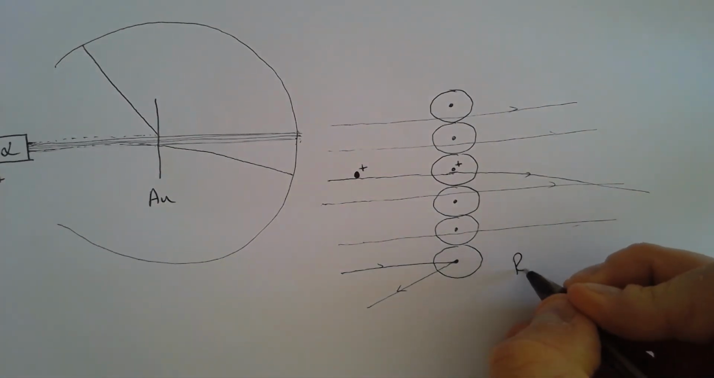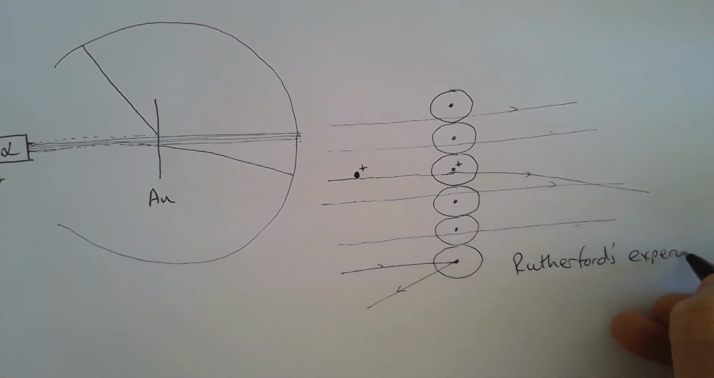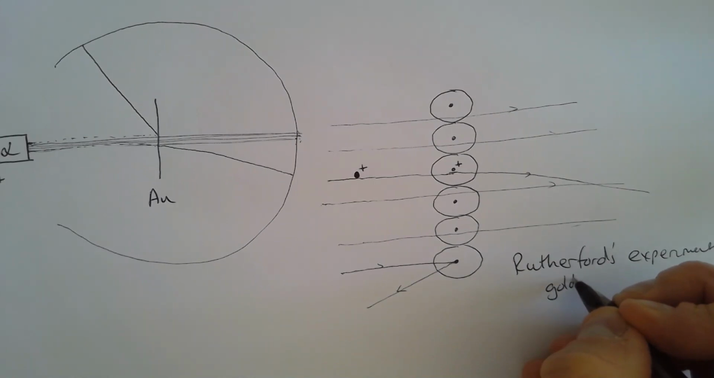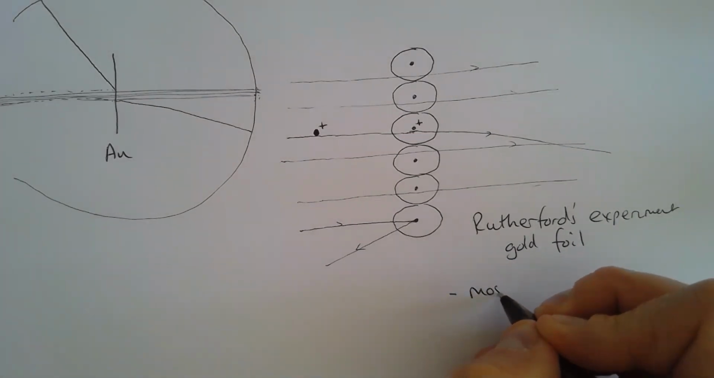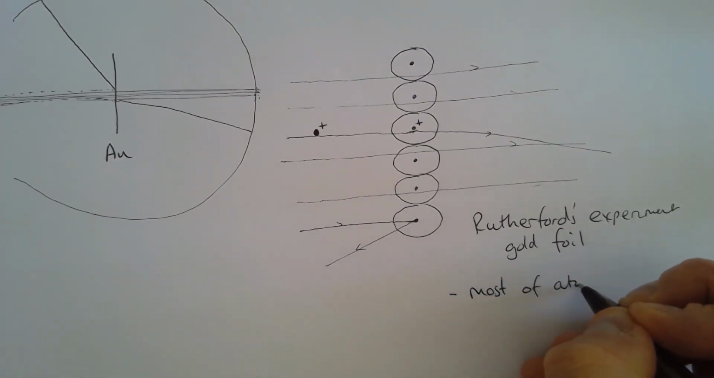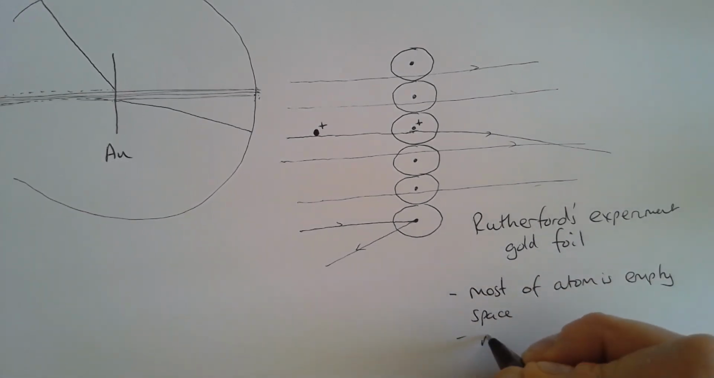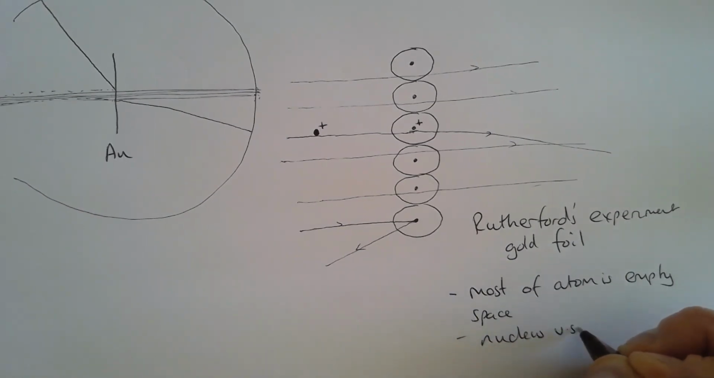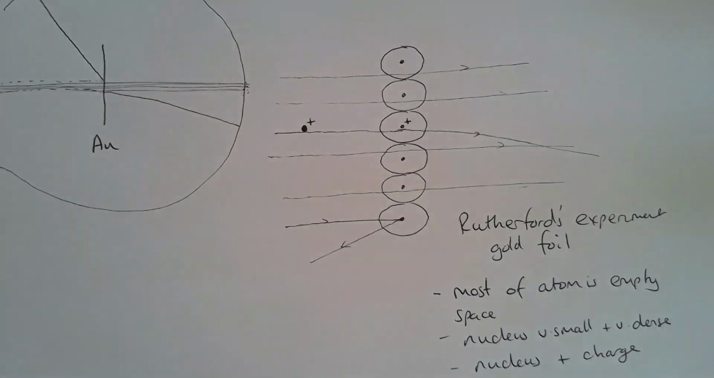So this was Rutherford's experiment, and it's actually often called his gold foil experiment. The key conclusions were most of the atom is empty space, the nucleus is very small and very dense, and also that the nucleus has a positive charge. Okay, that's it.